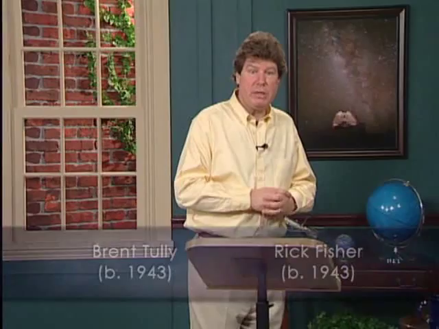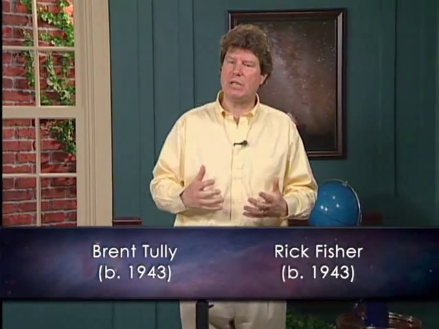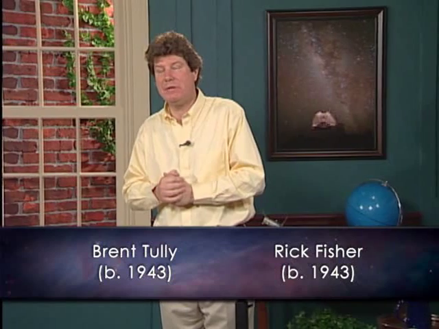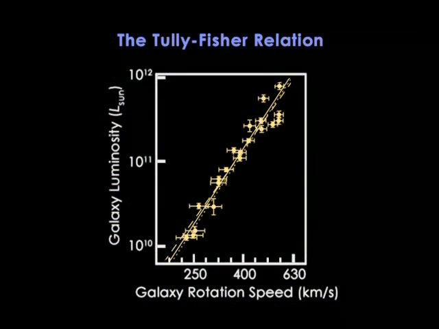Okay, let's now go to the fourth step on the distance ladder, which is going to get us out to about 500 million light years. The step uses a relation similar to the one we met for Cepheids, but this time it applies to entire spiral galaxies. The relationship was discovered in the 1970s by Brent Tully and Rick Fisher, and it takes the form of a tight correlation between the intrinsic luminosity of a spiral galaxy and its speed of rotation. Basically, big luminous spirals rotate fast, while small, low luminosity spirals rotate more slowly.